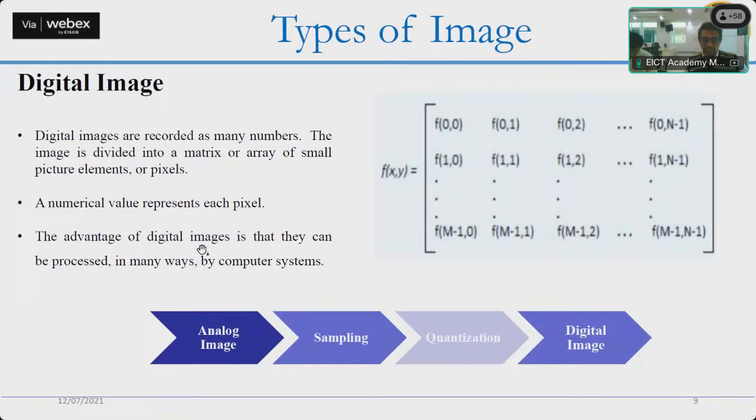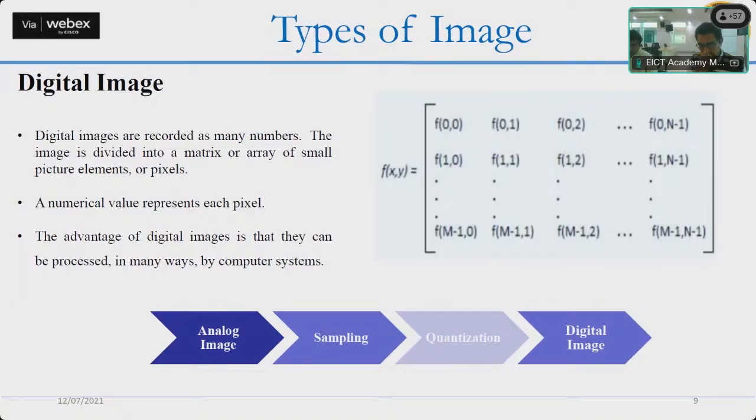The advantage of a digital image is that it can be processed in many ways by a computer system. Unlike a human, who takes the total image and wants to process it together, a computer can take a small part, maybe the central part or the peripheral part, and the image processing can be carried out on those parts. That is the flexibility at the automatic level.